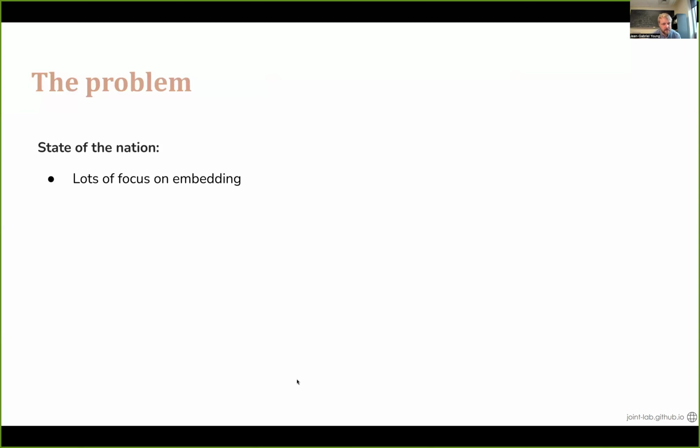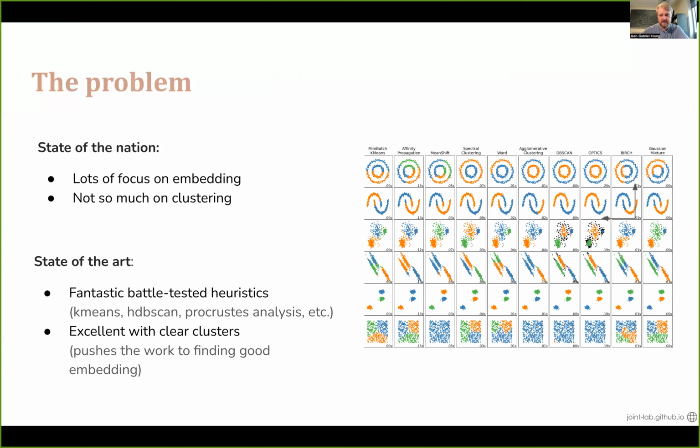And the problem that we are trying to solve with the second project is that, in the state of the nation, kind of like the toolkits we have at the moment, there's a lot of focus on the embedding itself. Like I even talked about it just now, a way to find better embeddings. And there's not much focus on the clustering step. The reason is that we have this fantastic battle-tested set of heuristics that work just very well when the clusters are clear.